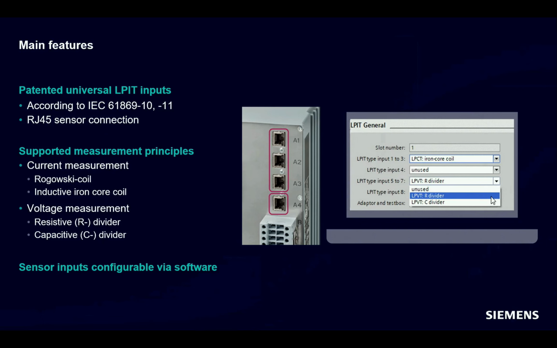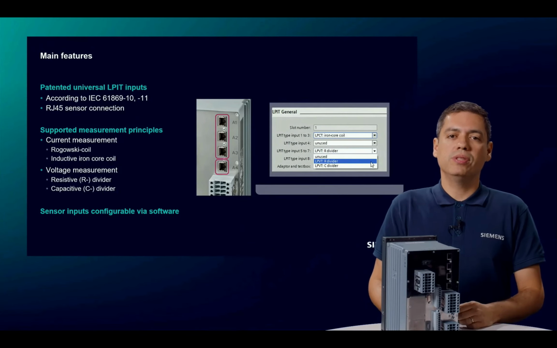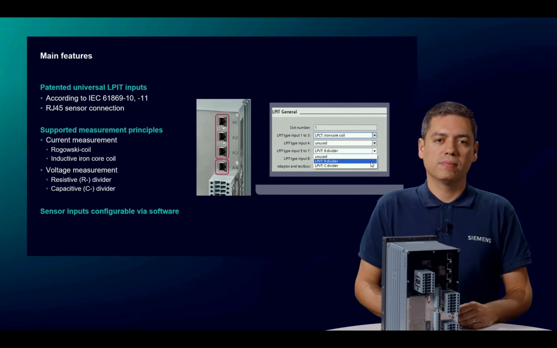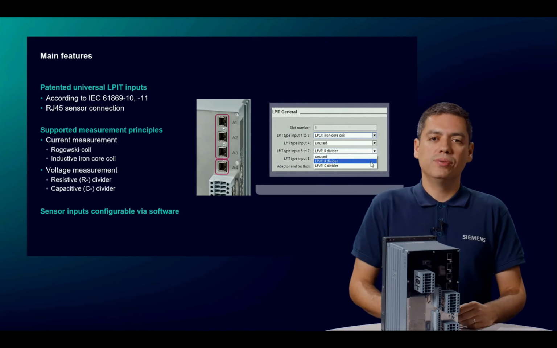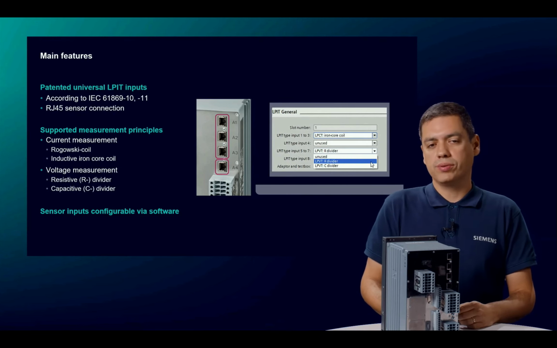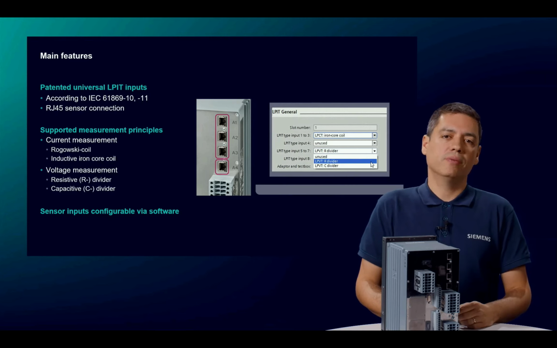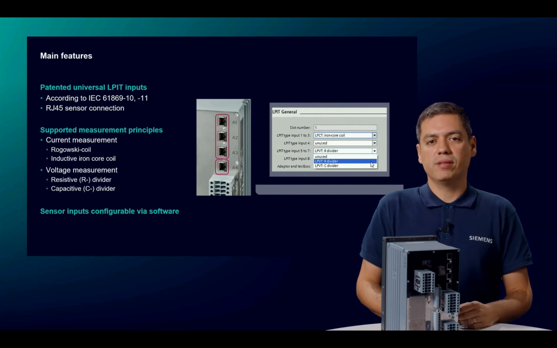But which LPITs can be used now? What measurement principles do these compatible sensors support? The current sensors use either the Rogowski coil or low-power iron core coils. The voltage measurement is carried out either via resistive or capacitive dividers.